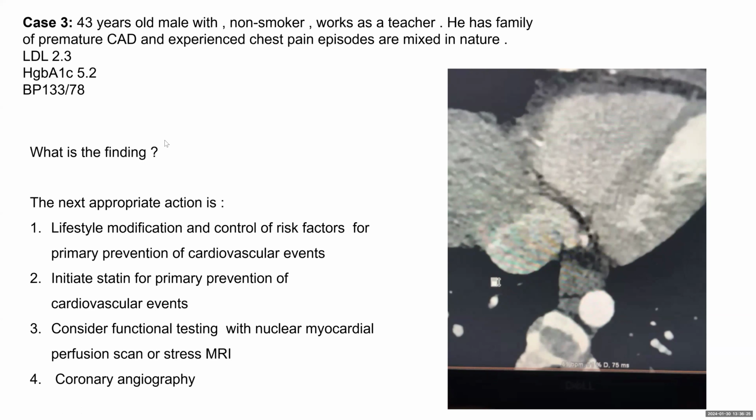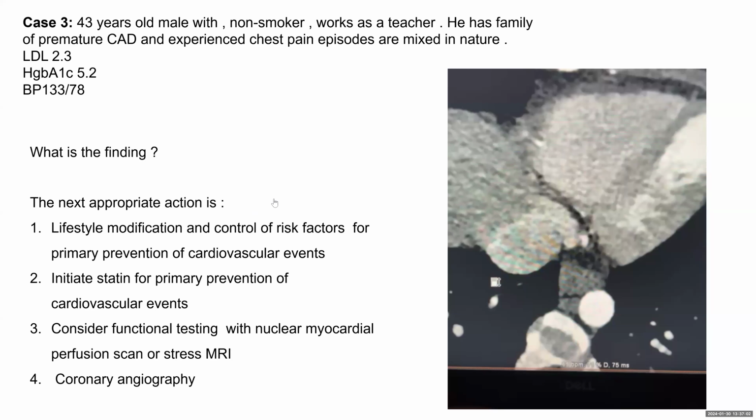Okay, so I agree, it's actually normal. Such a patient, in the report of the CT, excellent. So I see 1. The next appropriate action: this patient has no coronary calcification, he has no plaques. This will dictate our decision for primary prevention. So what he really needs to do is lifestyle modification and control of risk factors according to each risk factor guidelines for primary prevention of cardiovascular disease, which is number 1.